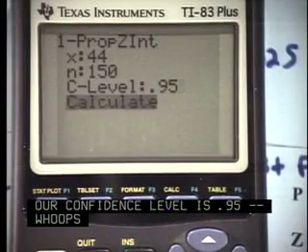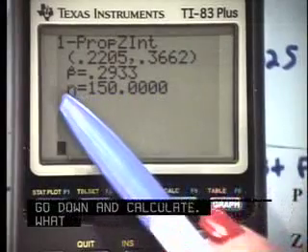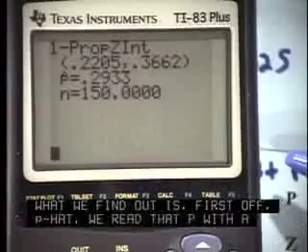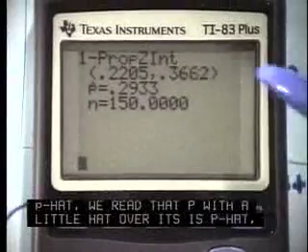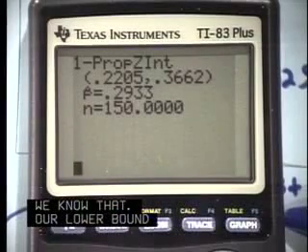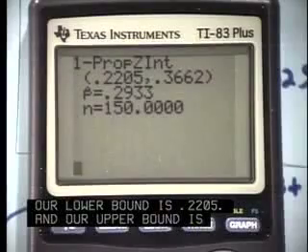And now we're going to go down and calculate. And what we find out is, first off, p hat, we read that, p with a little hat over it, as p hat, equals 0.2933. We know that. Our lower bound is 0.2205, and our upper bound is 0.3662.